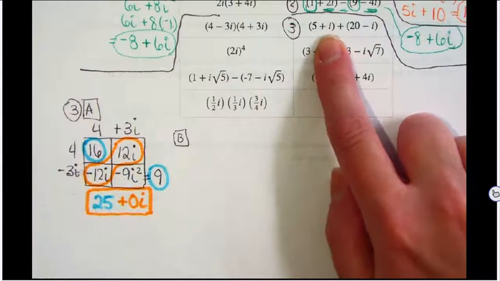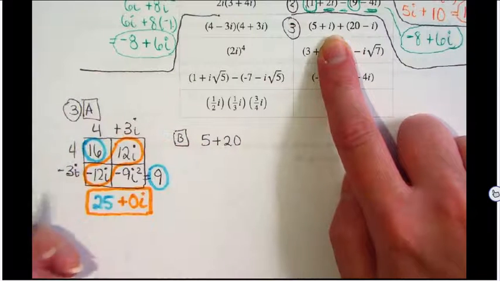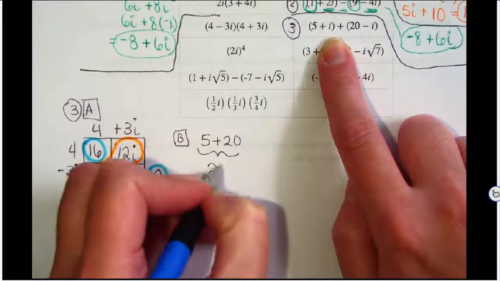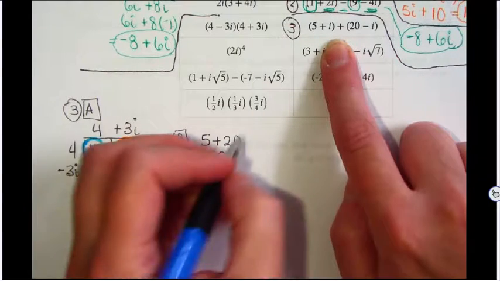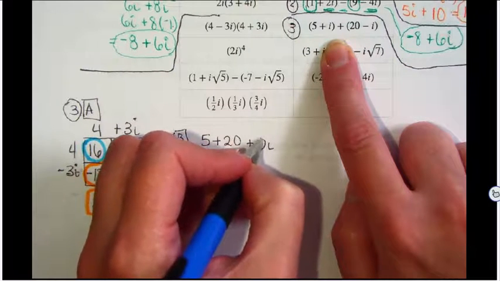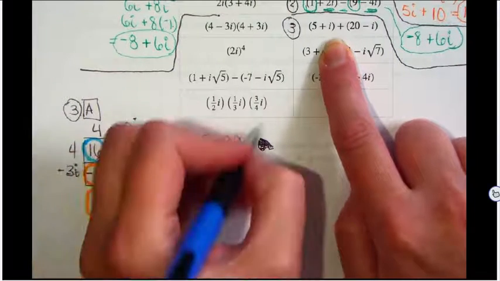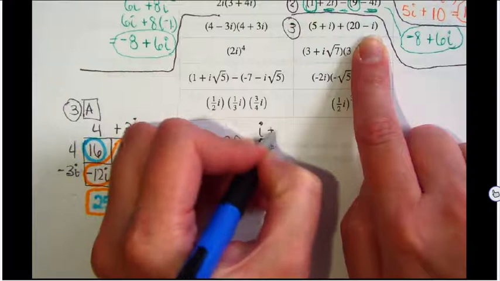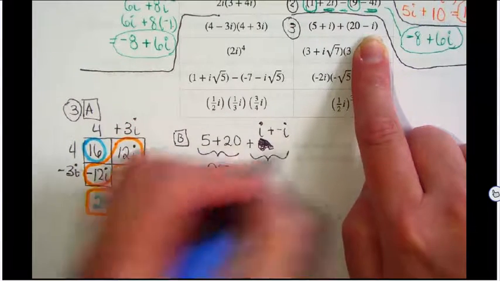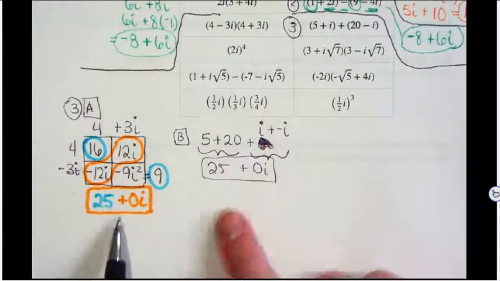Partner B has some addition of complex numbers going on, so I would add the real parts together. And I would add the imaginary parts together. I'm sorry, I should write it this way. Sorry. Gotta take my thinking with me. Positive i, and I'm adding a negative i, and a positive i and a negative i cancel each other out, and we have no i's left. Perfect match.